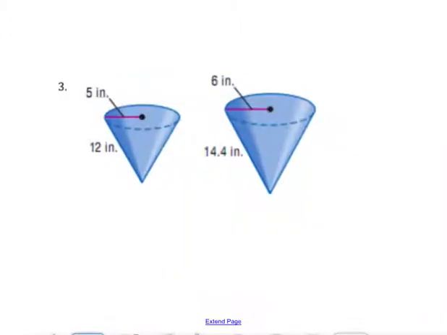Let's take a look at 3, looking at these cones. We notice that the radius is not the same length, and neither is the slant height. So then it can't be congruent. So let's check that it's similar. For the radius, we're going to take one side of the radius over the other. So we're going to do 5 over 6, and when you divide that out, you end up getting 0.83. So that's your ratio for the two radius.